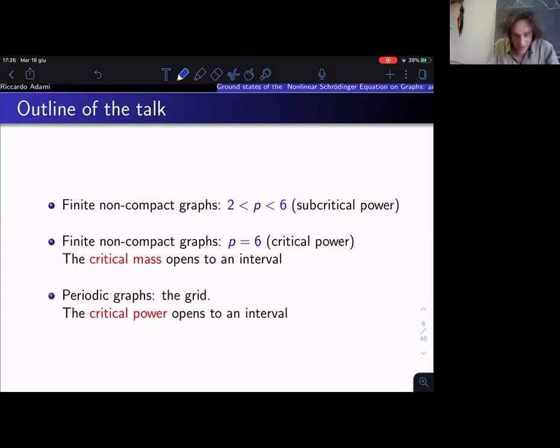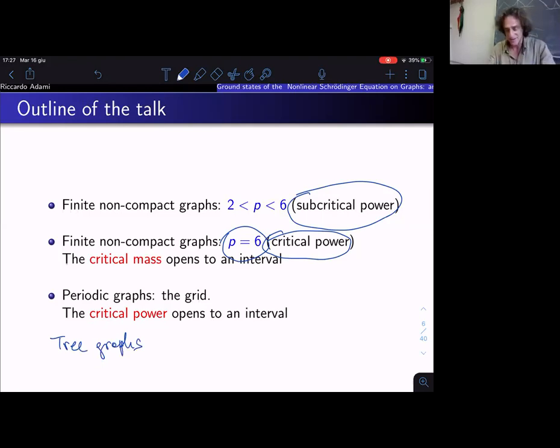So I already spent a lot of time, because in this way one starts talking and forgets everything. So I will go to the mathematics. I thought of giving you the result. It is an overview. So I will give you the result first for the case in which P is between 2 and 6, which is called subcritical, as in the usual standard nonlinear Schrödinger equation. Then I will show you what changes in the critical case, which is P equal to 6. And then I will say something about periodic graphs, the grid, and these are all works in which I participated. And then I just have two slides on another topic, which is the topic of the tree graphs, which is extremely difficult, extremely challenging, but it is not a work in which here I took part, but it is a work by Simone Dovetta, Enrico Serra, and Paolo Tilli.